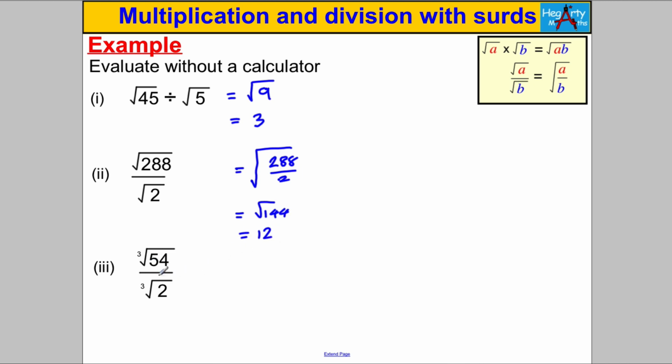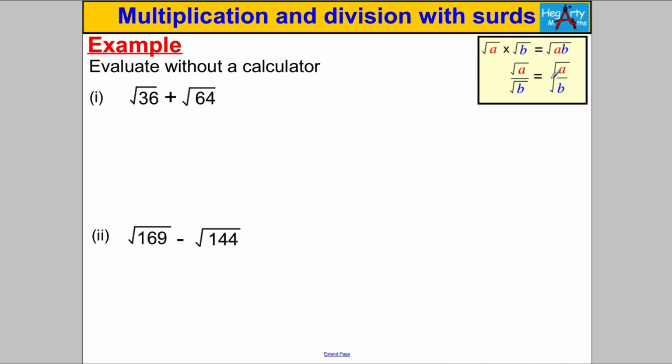The last one, the cube root of 54 divided by the cube root of 2, that's going to equal the cube root of 54 divided by 2, which is going to be the cube root of 27, which we know, as always, is 3. And there we go, a lovely application of the division rule with surds and square roots. What about these? Evaluate these without a calculator.